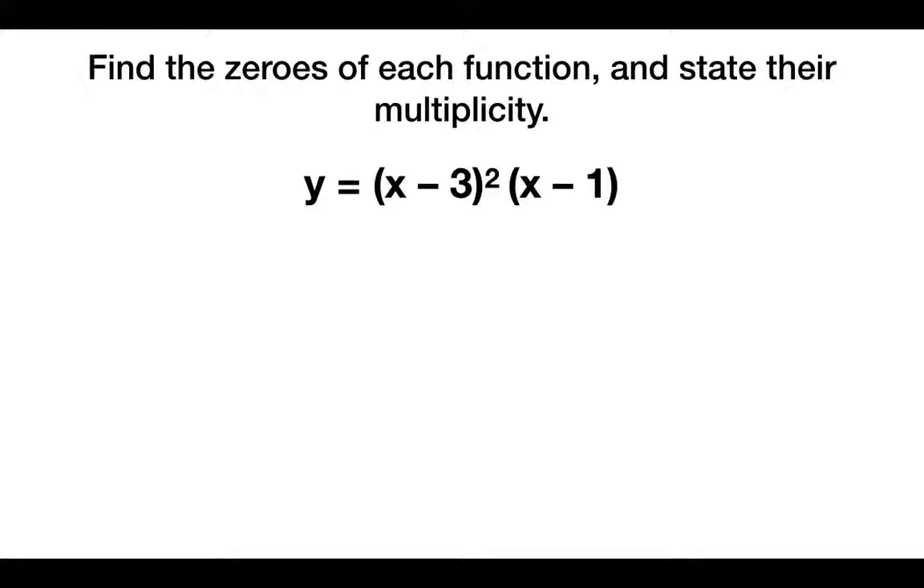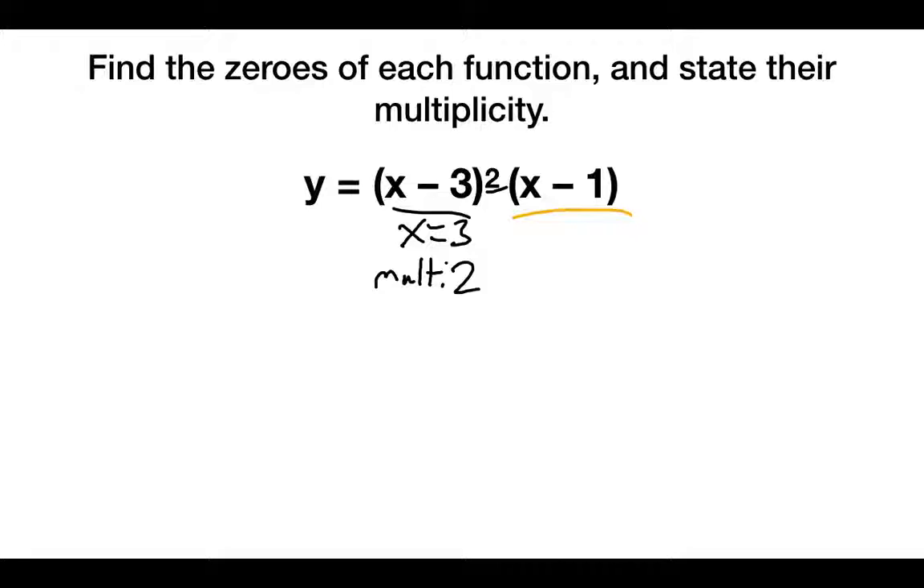So here's our first one. In this case, let's first find the zero for this equation. x minus 3 equals 0 means x would have to equal 3. And because it's squared, that means our multiplicity would be 2.